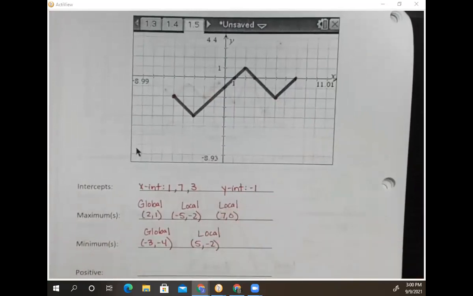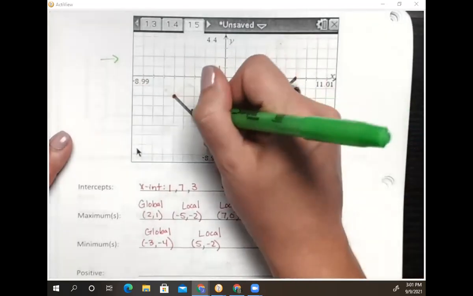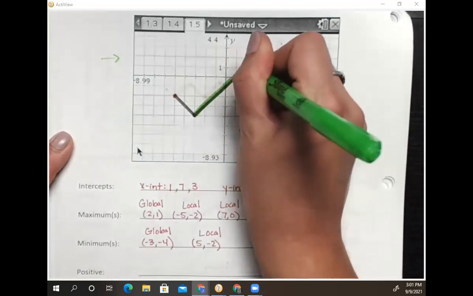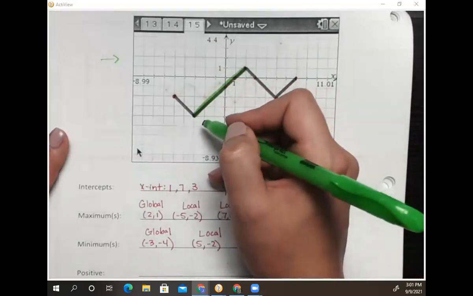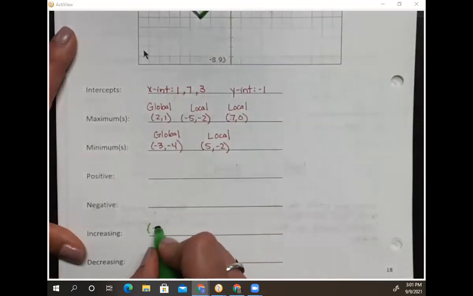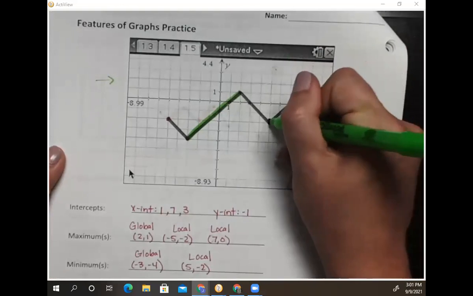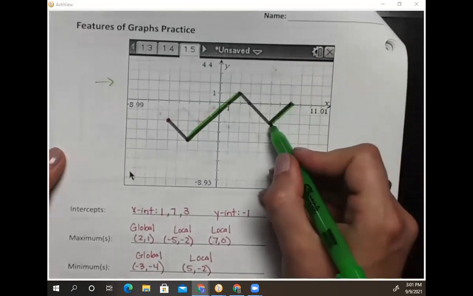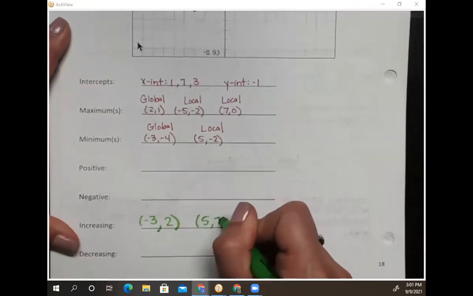Okay, now let's take a look at some of these intervals. Let's actually start with increasing and decreasing. Since we've done a couple examples of that, let's start there. So increasing, remember, as we read our graph from left to right, I'm looking at where I'm going up. So I have an increasing section here. So I'm going up. Where does my increasing section start? -3, and it goes until 2. And then that's not increasing, but this last section is. So this starts at 5 and goes until 7.